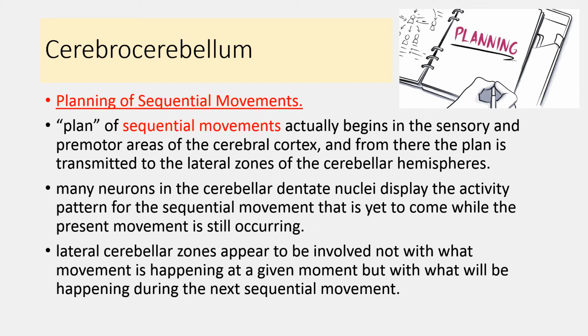So the lateral cerebellar hemisphere appears to be involved not with what movement is happening at a given moment, but with what will be happening during the next sequential movement. So the function of the cerebrocerebellum is planning and programming of the sequential movement, and it performs this function along with the primary motor area, premotor area and the somatosensory association areas.